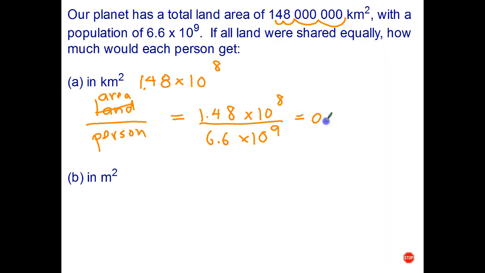0.0224 kilometers per person. Okay, there's the answer to part A.